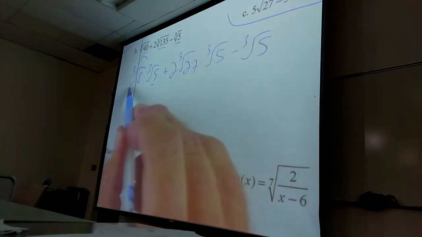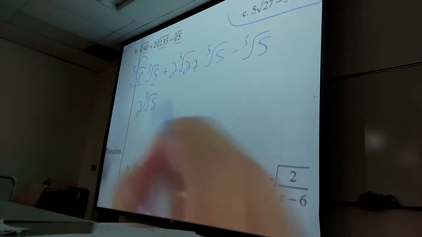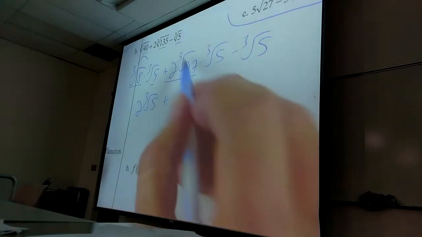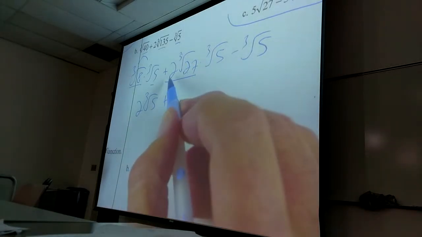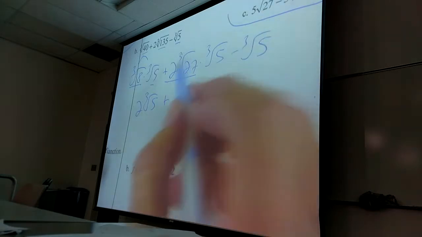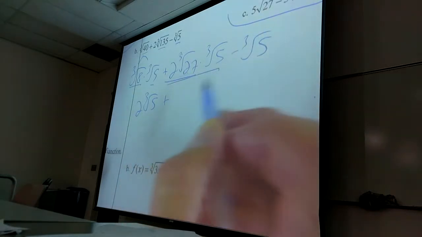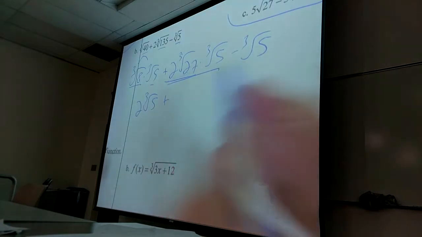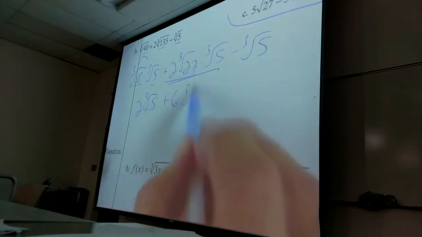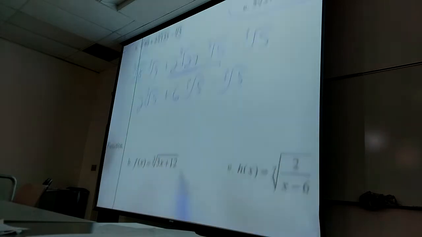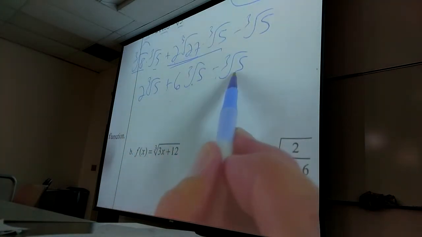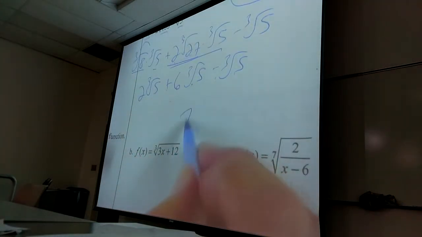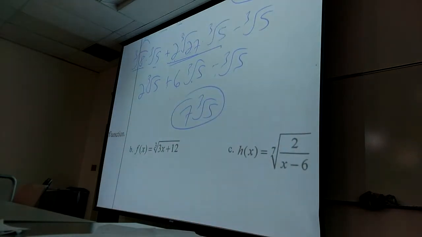So what do you get here? 2 cube root of 5. Now what do I do with this? What's the cube root of 27? 3. Times 2 is 6. This is all multiplication here, right? So there's no question. What do I do with that? Well, you do what it says. It's multiply. So 2 times 3, 6. So I got 2 of these plus 6 of these minus 1 of these: 7 of these. Don't lose the little cube root symbol, because that's like magic.